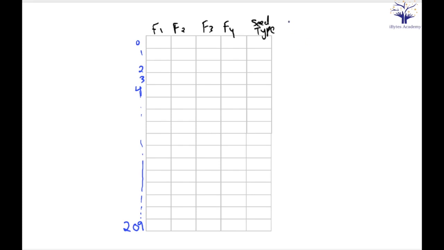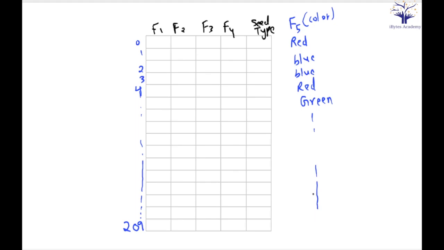So let's say I have here an F5 column. If I have one more column where there are strings, let's say F5 is for color. So I have a feature which is the color of the seed. Let's say it is red, blue, blue, red, green, and so on, right? So our seeds have colors. So what I have to do is change these strings into numbers.